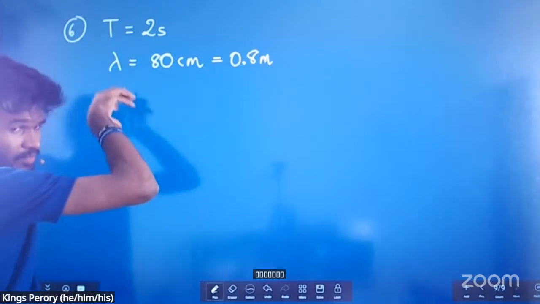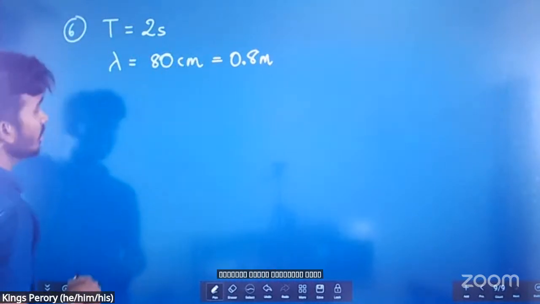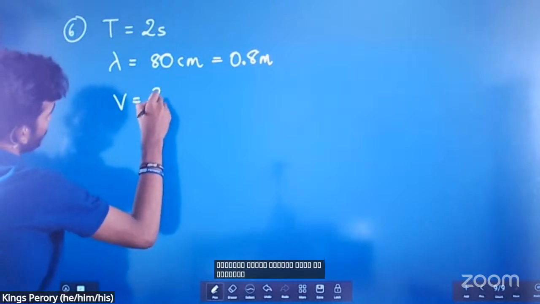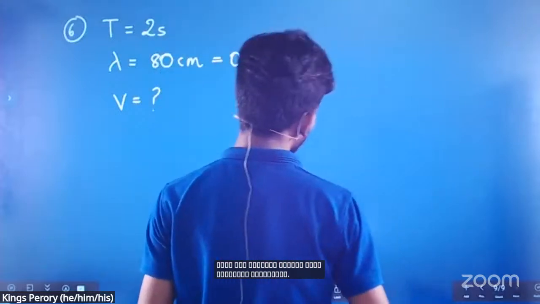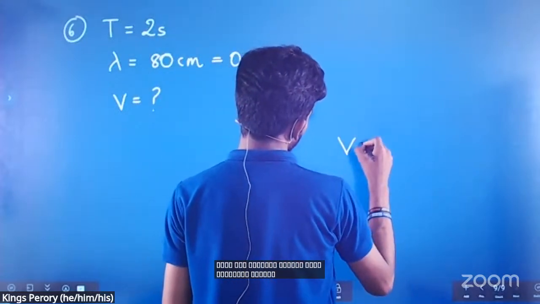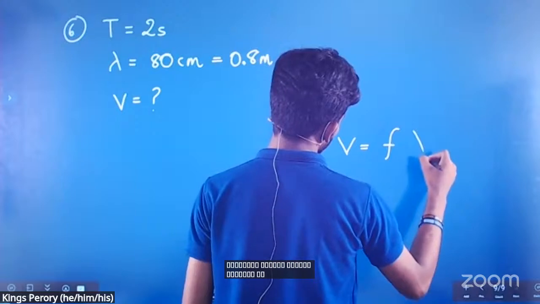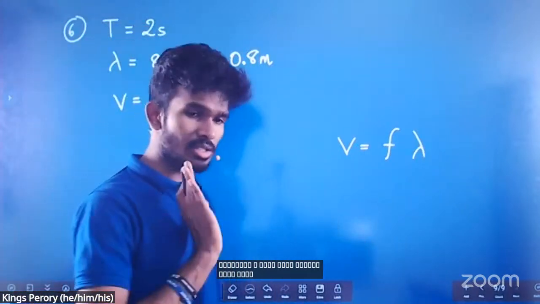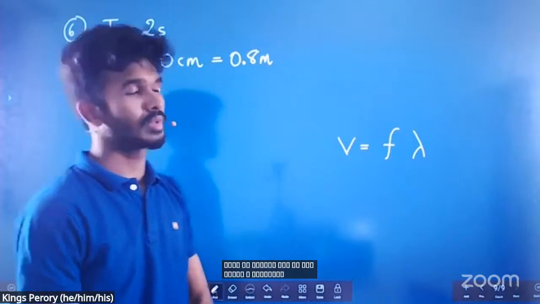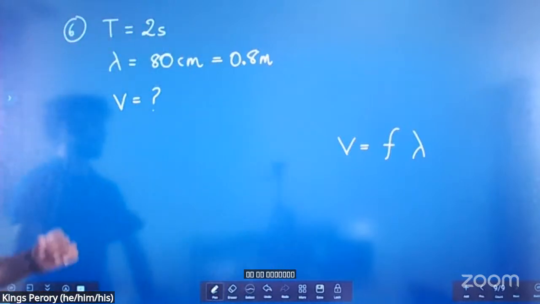Period given. Wavelength given. They are asking the speed. Now what's the equation we have for speed? Speed is equal to F lambda. That's the equation I taught for speed of the wave. That's the one and only equation we have for speed of the wave. V equals F lambda.